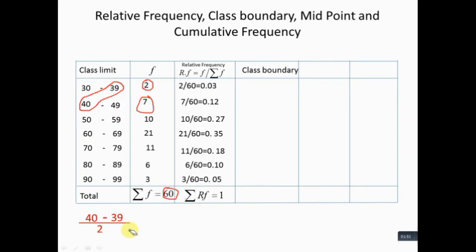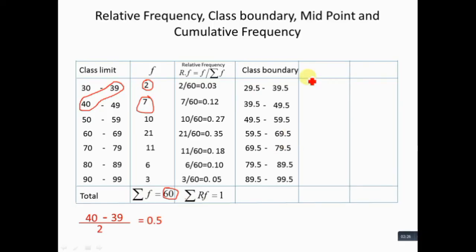Here you can see that 39 is the upper class limit of the first class and 40 is the lower class limit of the second class, and then subtracting 39 from 40 and dividing it by 2, we get the answer 0.5. So we subtract 0.5 from 30 to get the lower class boundary of the first class, and by adding 0.5 to 39 we get the upper class boundary of the first class. In the same way, all lower class boundaries and upper class boundaries can be found.